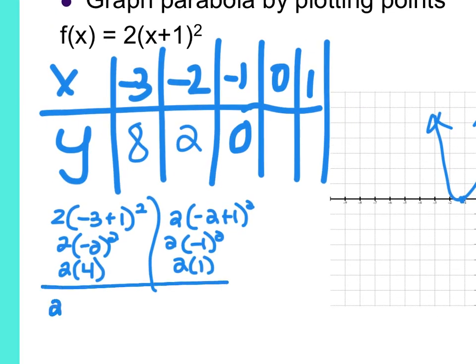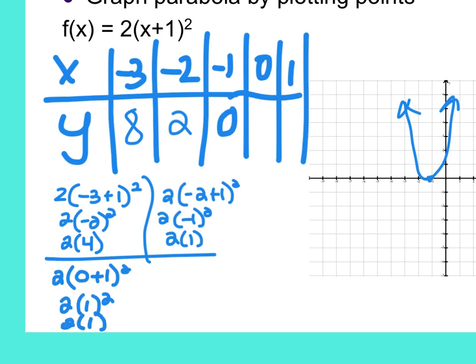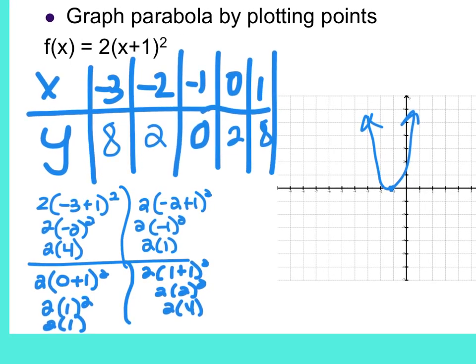Go to the next one, 2 times 0 plus 1 squared, 2 times 1 squared, which is 2 times 1, or 2. And the last one, 2 times 1 plus 1 squared, 2 times 2 squared is 2 times 4, which is 8. So what's happening with my points to the right and the left of my vertex? They're the same. If you put your vertex in the middle and you go in the same increments to the right and to the left, like I can't go up 1.5 to the right and 1 to the left. It has to be the same increments, but they should reflect over that axis, okay?